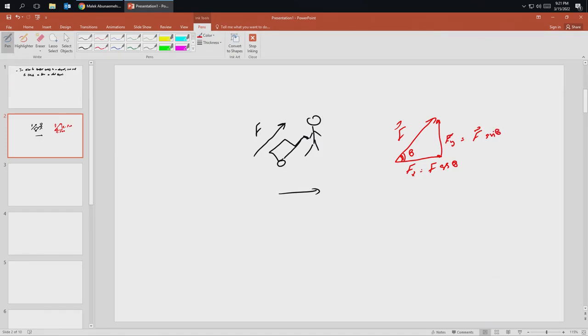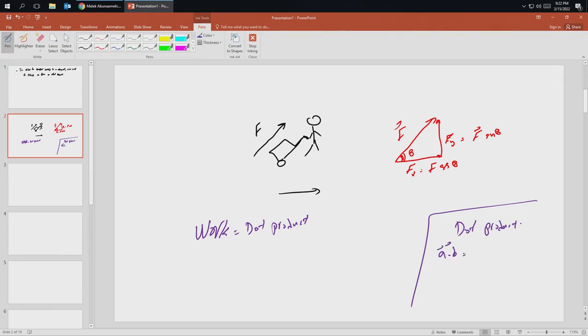Now, your work in this case is going to be a dot product. Just put them right, which is this part. For instance, when you have a vector a dot b, what is that? It is going to equal ab cosine theta, where theta is the angle between them.